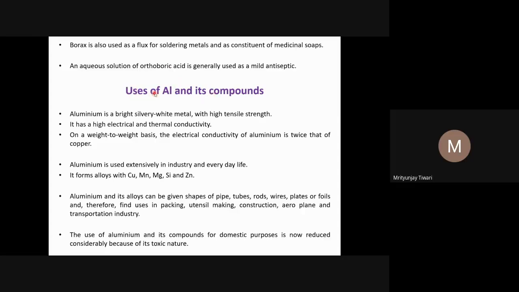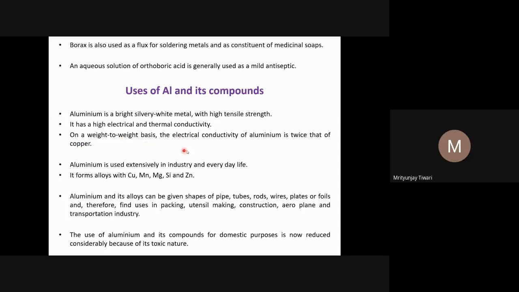Now let's look into the usage of aluminium and its compounds. Aluminium is a bright silvery white metal that we know, with high tensile strength. It has a very high tensile strength, which means what? One can form a very thin wire of aluminium. It also has a very high electrical and thermal conductivity. This is also known to us.